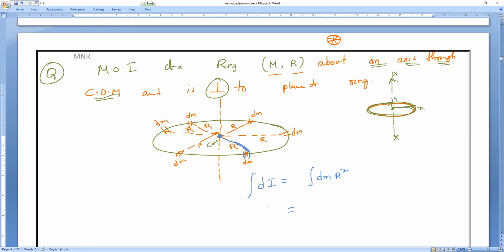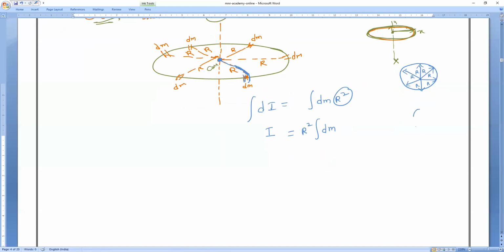So we all know integration of dI is I. Now tell me, in a circular ring, from the center, the r value is the same in all directions. R remains constant. So this r square never goes under integration; it is constant, integration of dm. Integration of dx will give you x, integration of dy will give you y, so integration of dm will give you M.